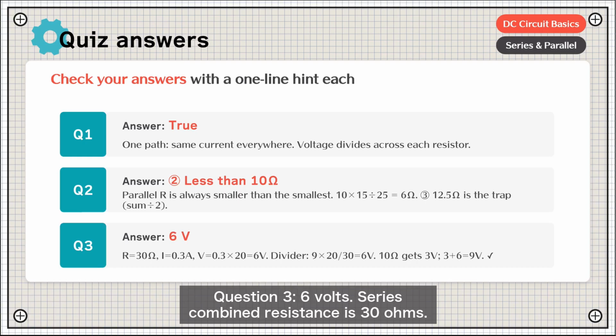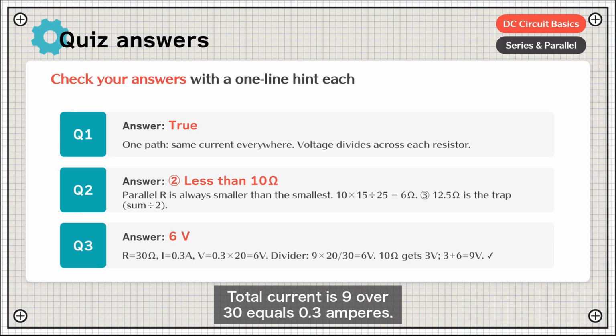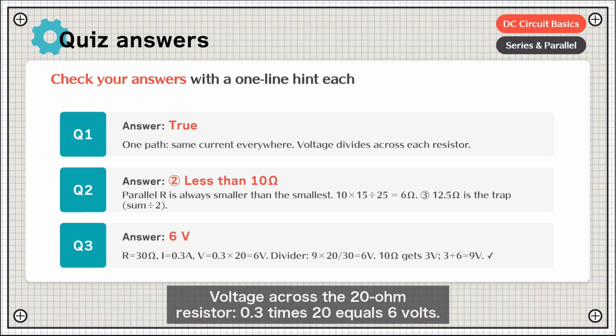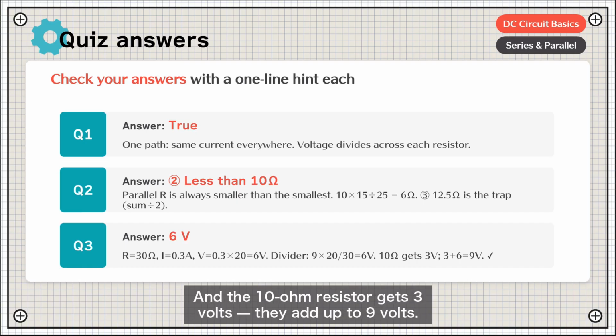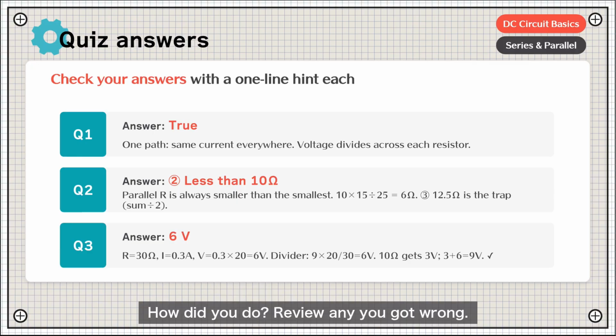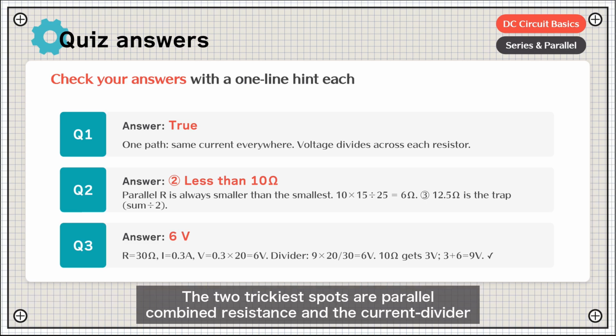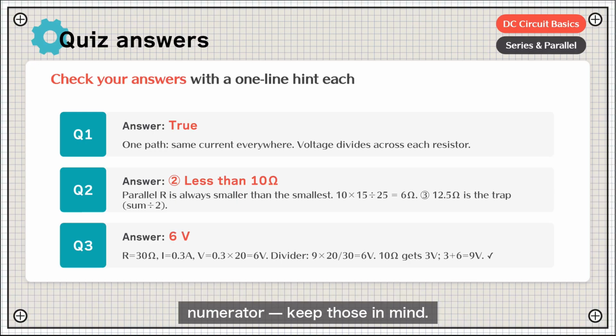Question 3, 6 volts. Series combined resistance is 30 ohms. Total current is 9 over 30 equals 0.3 amperes. Voltage across the 20 ohm resistor: 0.3 times 20 equals 6 volts. Using the voltage divider formula, 9 times 20 over 30 also gives 6 volts. And the 10 ohm resistor gets 3 volts. They add up to 9 volts. How did you do? Review any you got wrong. The two trickiest spots are parallel combined resistance and the current divider numerator. Keep those in mind.